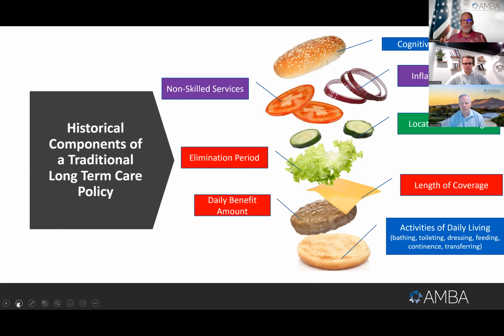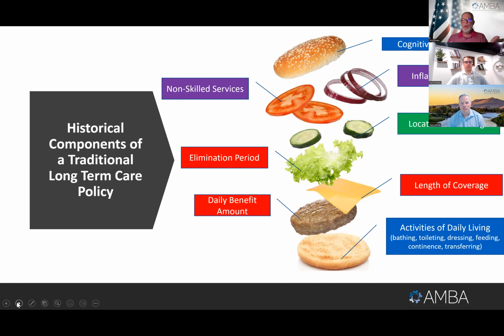Once you trigger your benefits, you have a daily benefit amount or a pool of money that says we are going to send you $300, or you have a pool of X number of thousands of dollars to pull from. That length of coverage means that you've got coverage for X period of years or until your money runs out. The elimination period is the amount you have to pay out of your pocket.